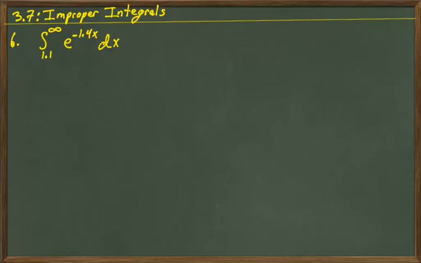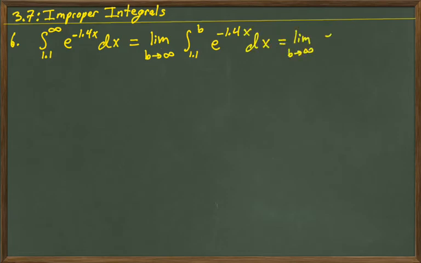Alright, this is the second video on the improper integrals, and we're going to look at, I think, two examples here. The first one we're going to look at is the integral from 1.1 to infinity of e to the negative 1.4x dx. So this means the limit as b goes to infinity of the integral from 1.1 to b of e to the negative 1.4x dx, which is equal to the limit as b goes to infinity of e to the negative 1.4x divided by negative 1.4, evaluated from 1.1 to b.